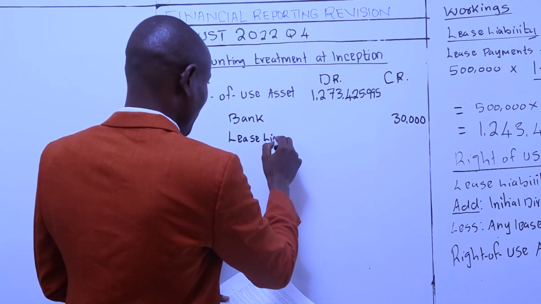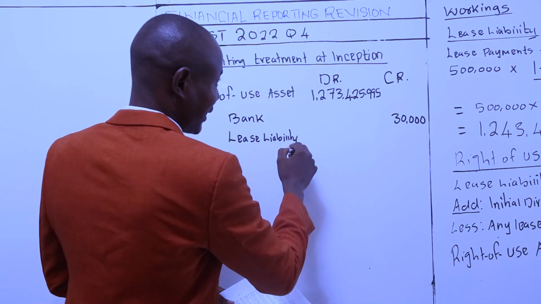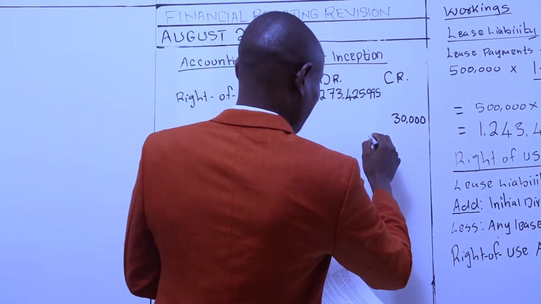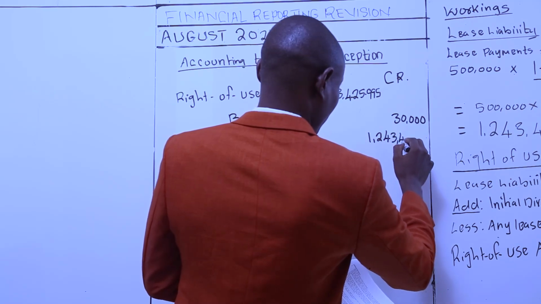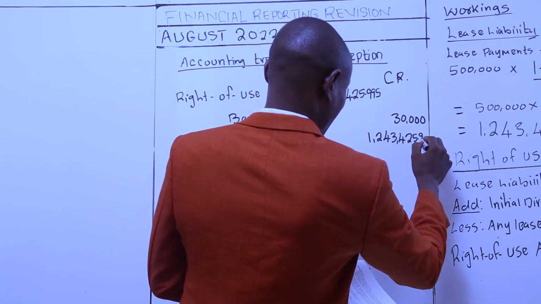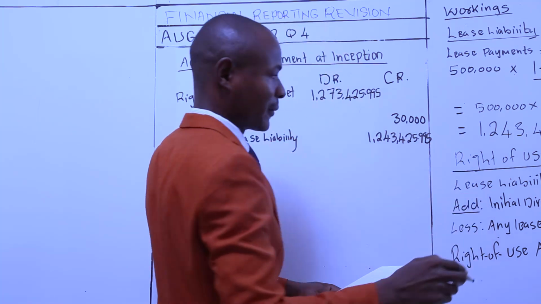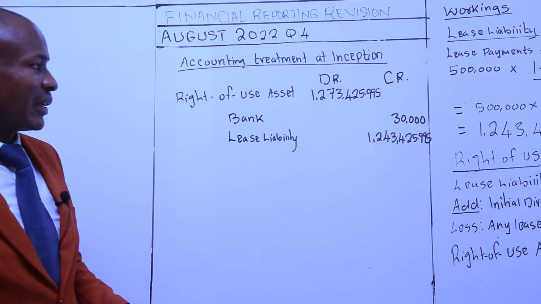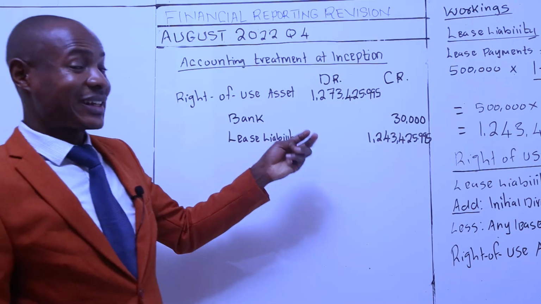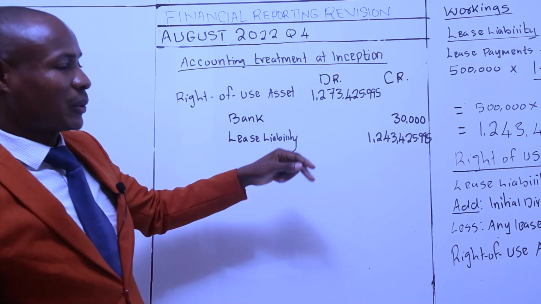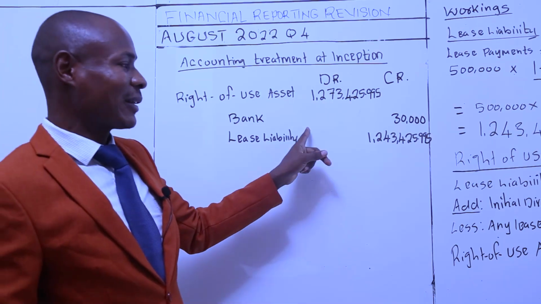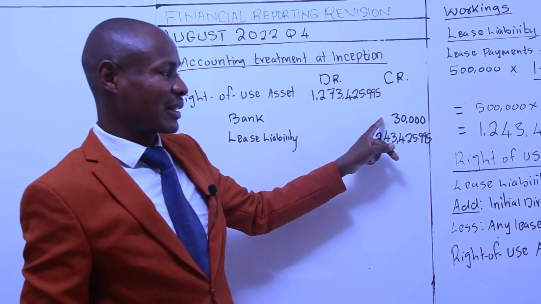Lease liability. The lease liability amounted to 1,243,425.995. So that is also to be credited there. At inception, the first thing they did was debit the right of use asset with this amount. Then they credited the bank because they paid initial direct cost of 30,000.